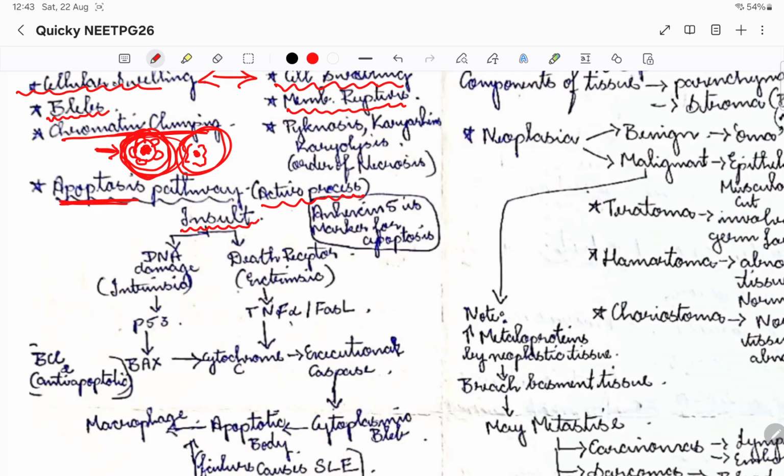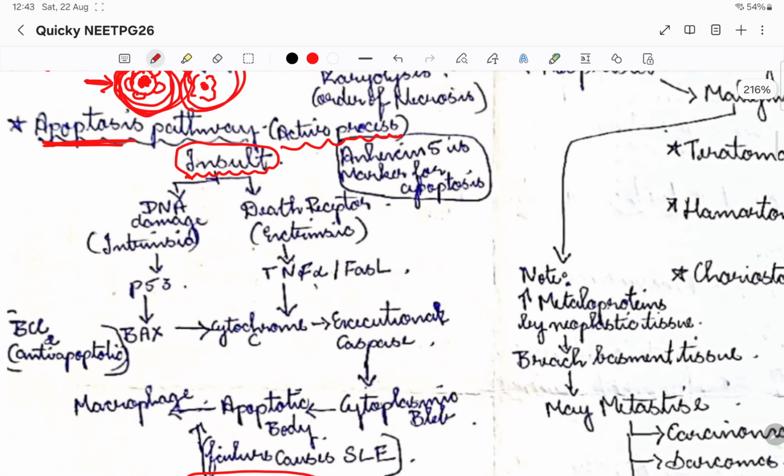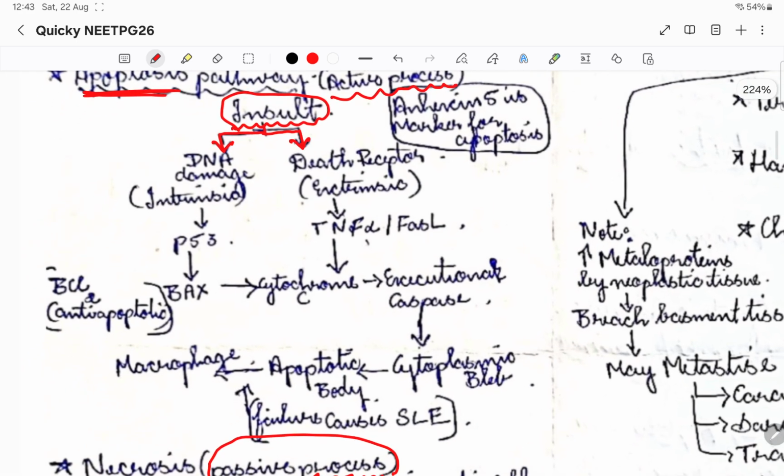So suppose there is an insult to the cell, some external or internal force, and the cell decides to die. How is it going to die? If there is DNA damage, then it is going to undergo apoptosis, or else the cell gets a death receptor function activation, and then it goes for this other pathway. If there is DNA damage and it is undergoing death, then it is called the intrinsic apoptosis pathway, whereas the death receptor pathway is extrinsic apoptosis.